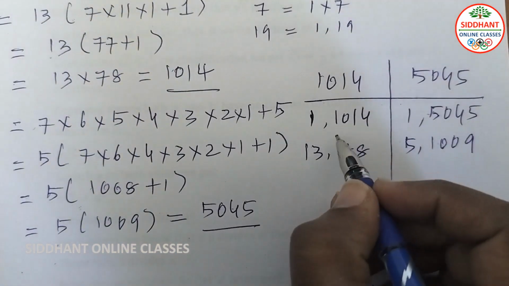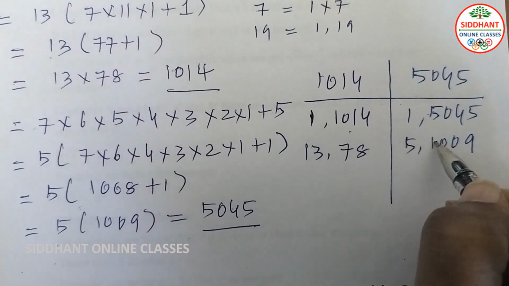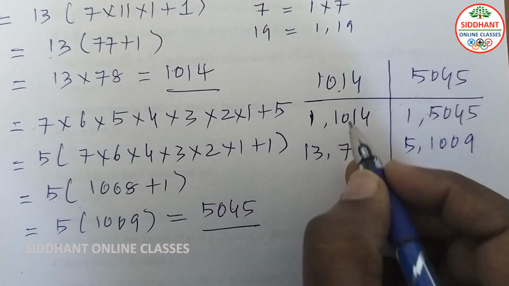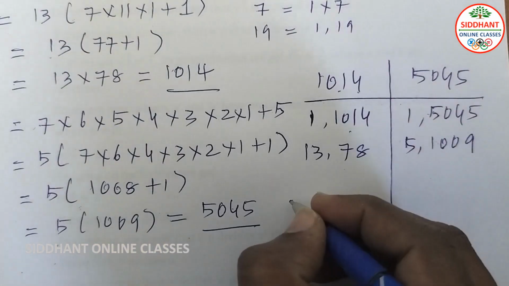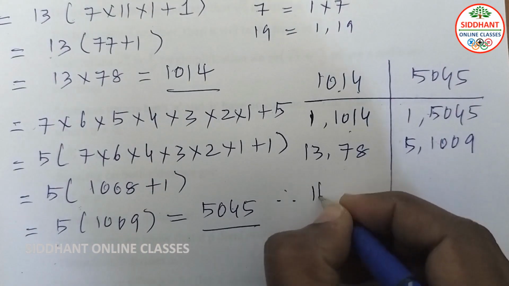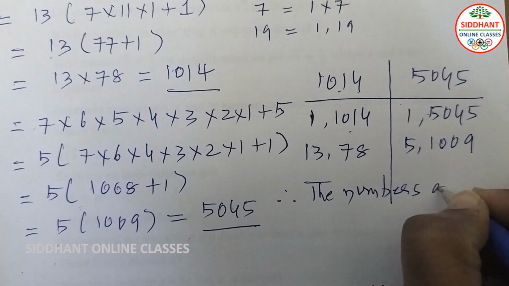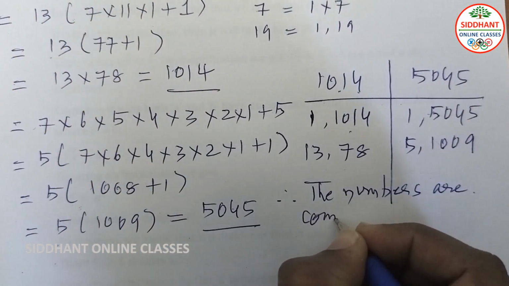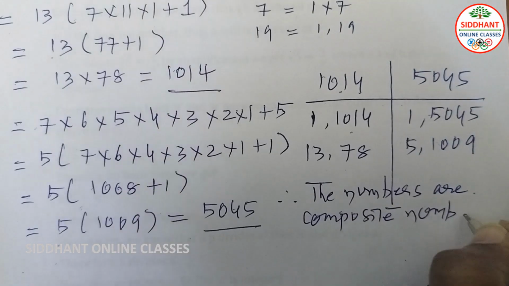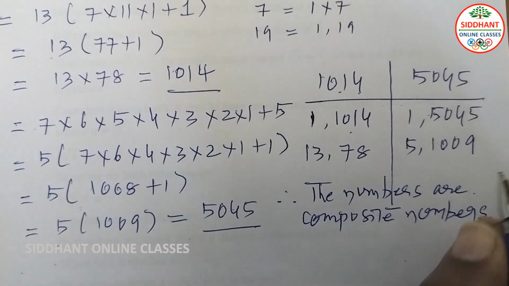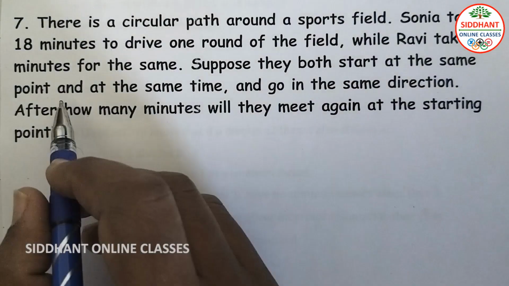So now we conclude that a number which is having more than two factors, we say it as a composite number. That means here 1014 has more than two factors, 5045 has more than two factors. Then we conclude that therefore the two numbers are composite numbers. If a number has only two factors, then we say it as a prime number here.